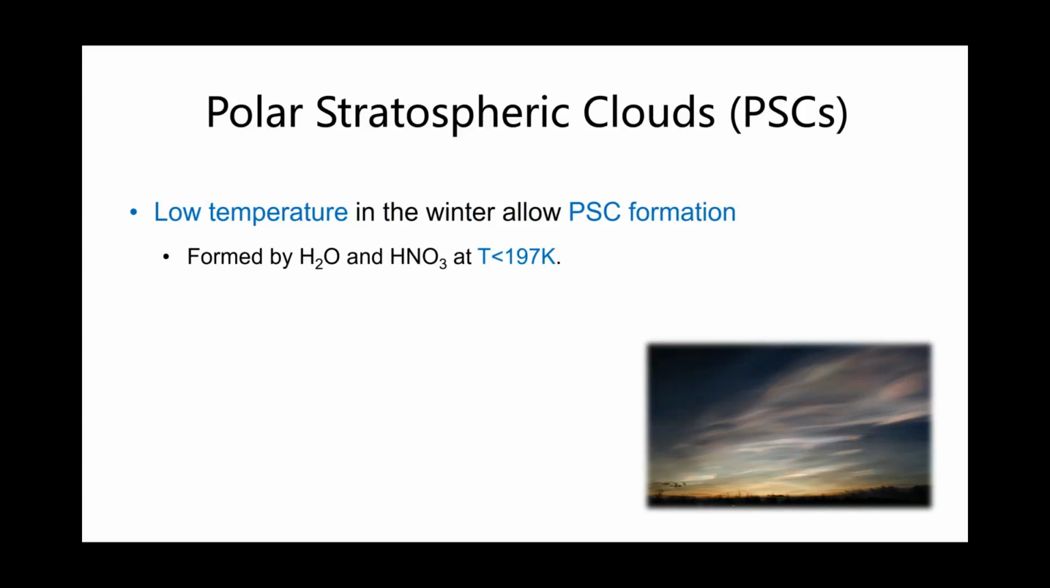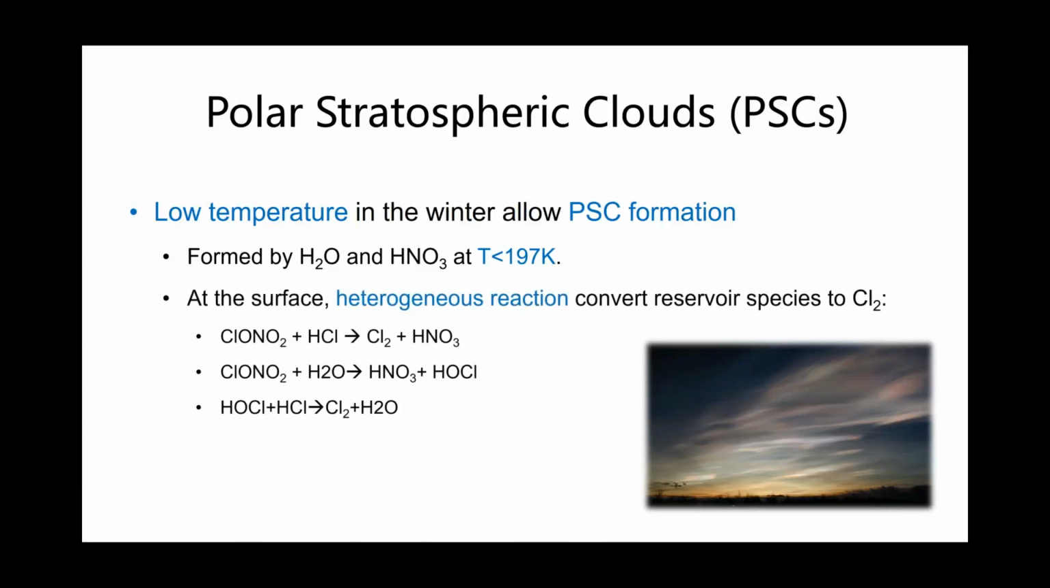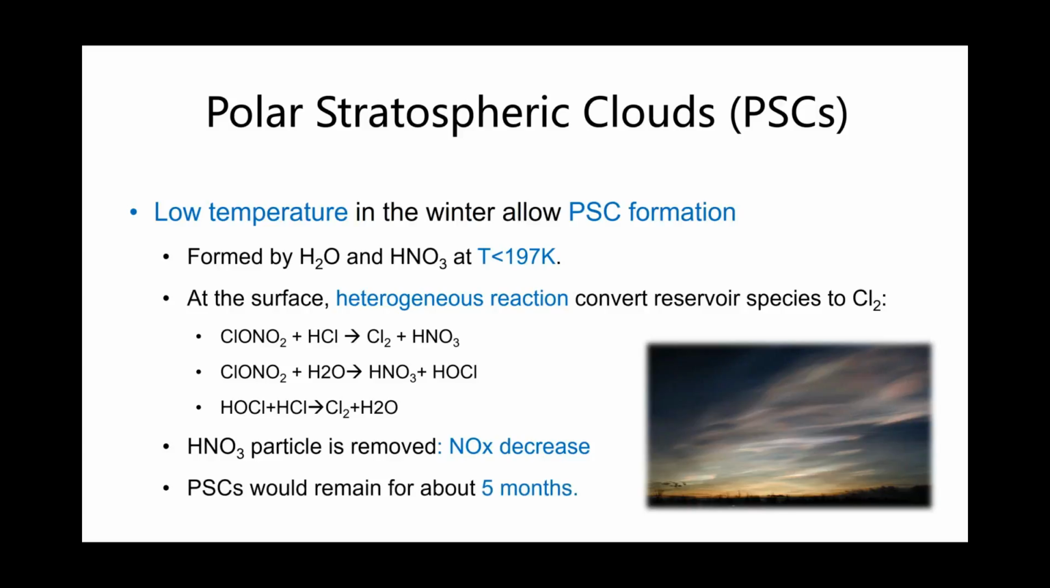At the surface of the PSC, heterogeneous reactions convert chlorine reservoir species back to active chlorine, which accumulates throughout the whole wintertime. Also, the nitric acid is removed by gravity, and thus the concentration of atmospheric NOx is significantly decreased. The Antarctica temperature also remains below the PSC formation temperature for a long period during the wintertime, about 5 months.